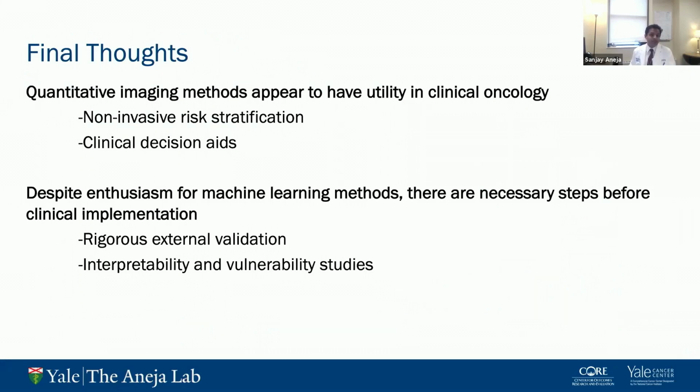A few final thoughts. First, I think quantitative imaging methods appear to have clinical utility in clinical oncology. One, in non-invasive risk stratification of patients and avoiding potentially unnecessary biopsies and things of that nature. Secondly, to augment our own diagnosticians and clinicians in the form of decision aids. And then despite the enthusiasm for machine learning methods, I think there are necessary steps needed before we have clinical implementation. First, I think it's important that we do rigorous external validation at different sites. And also, I think it's important that we invest in interpretability and vulnerability studies.